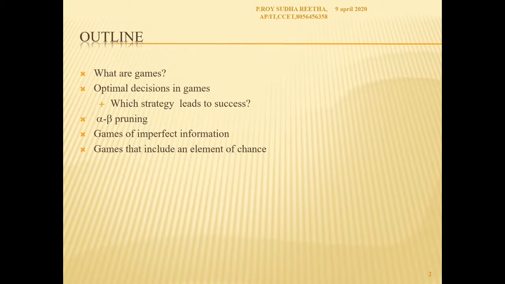The outline we are going to see in game playing is, firstly, what is meant by games, and how we make decisions in games, the decision-making process done by optimal decisions in games, and what strategies we follow to make a decision. The alpha-beta pruning algorithm is an efficient way of deciding who wins and who loses the game. We will also see various types of games, games of imperfect information, and games that include various elements of chance.